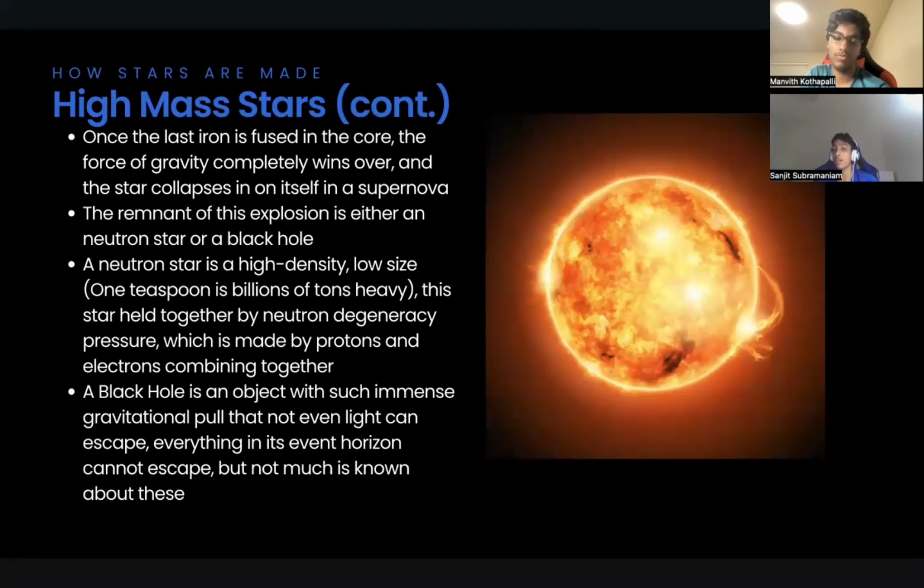Whenever an object or light crosses the event horizon, it cannot escape. And when it reaches the singularity, or the center of the black hole, all the information will be sucked in and probably lost forever. Black holes are one of the most interesting objects in the universe, and we will talk about this in one of the next few videos.